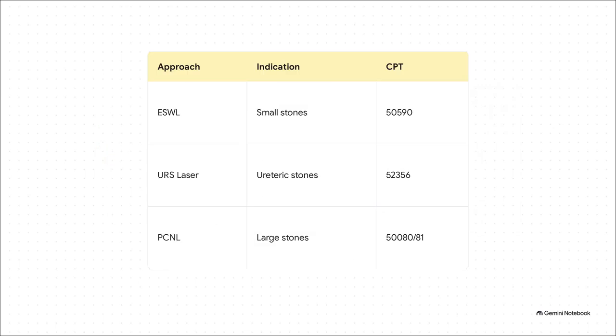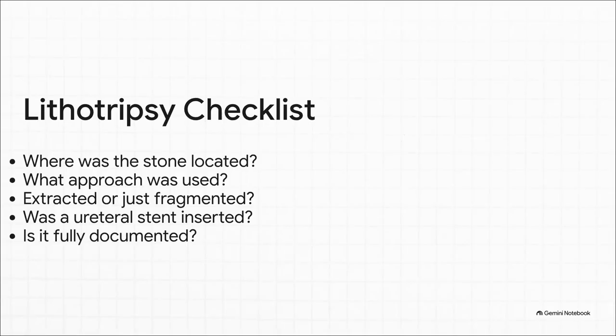Because of this huge difference, your operative note has got to explicitly state the approach. Choosing between external waves, threading a laser endoscope up the ureter, or punching a percutaneous tract changes the entire CPT code family. You're looking at 5590 for the external waves, 52356 for the endoscopic laser, and the 50080 family for percutaneous access. So before you finalize any lithotripsy coding, you absolutely must run through this definitive 5-question checklist to avoid those revenue-killing denials. 1. Where exactly was the stone?